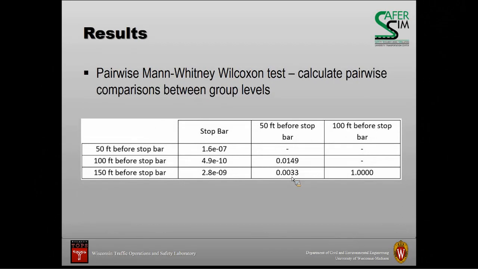With a small p-value, we then conducted a pairwise Mann-Whitney-Wilcoxon test to check which groups have a statistically significant difference. And as we can see, we saw a statistically significant difference between the stop bar and the activation at each location. And we also saw one between the 50 feet activation and the 100 and the 150.